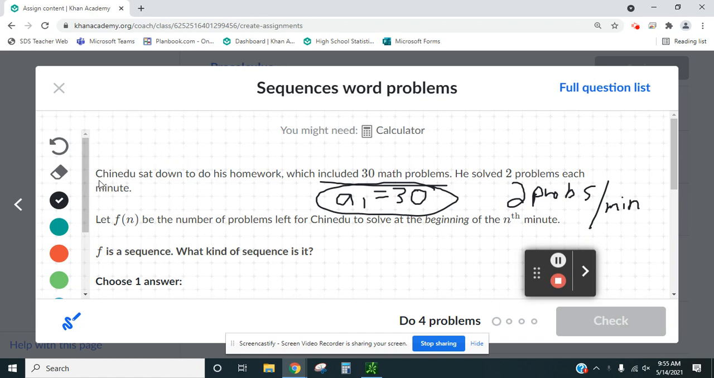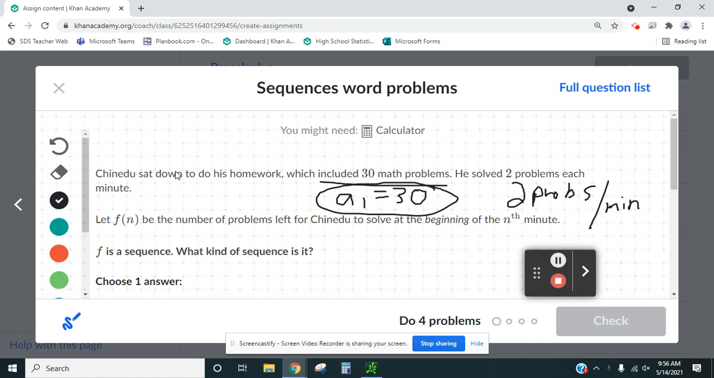Shiny Do sat down to do his homework, which included 30 math problems. He solved 2 problems each minute. So he started with 30. That's why I said A1 equals 30. Now, 2 problems per minute is how much he is solving. This is the number of problems left for him at the beginning of the nth minute.